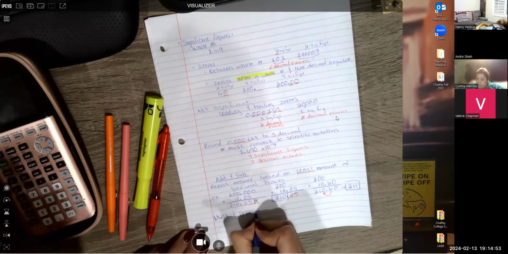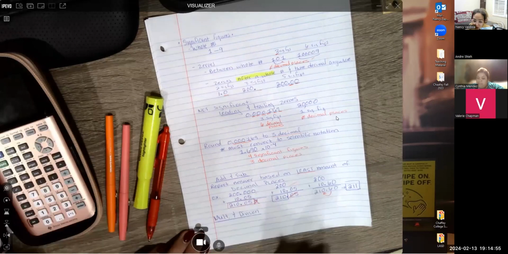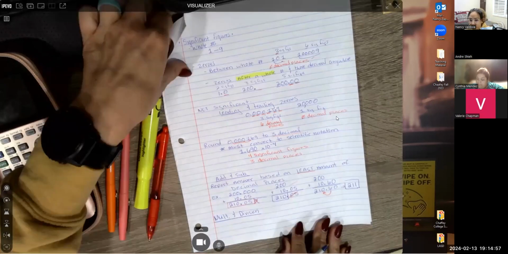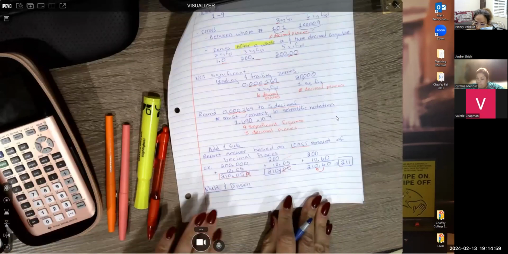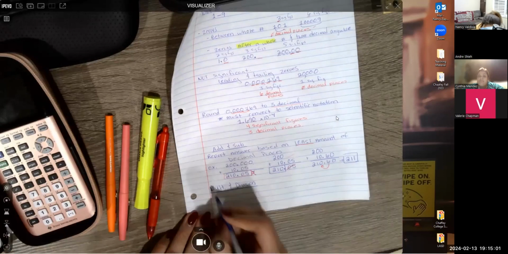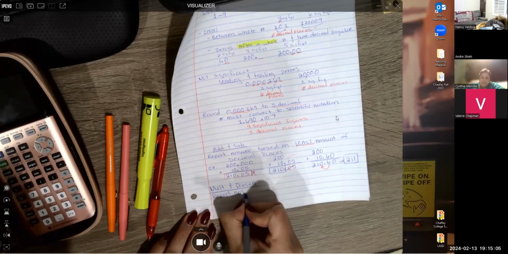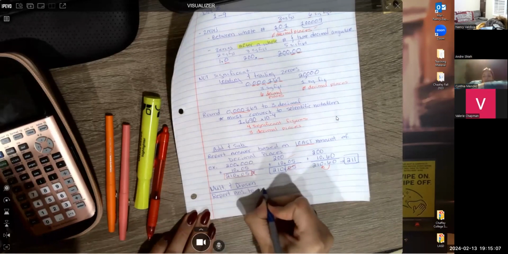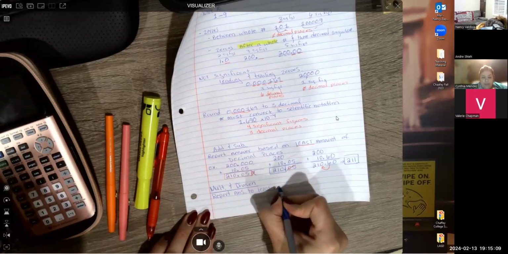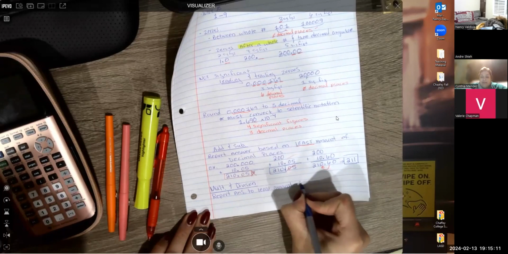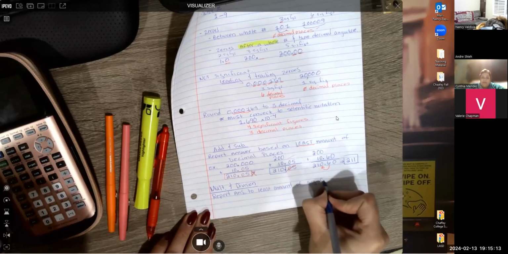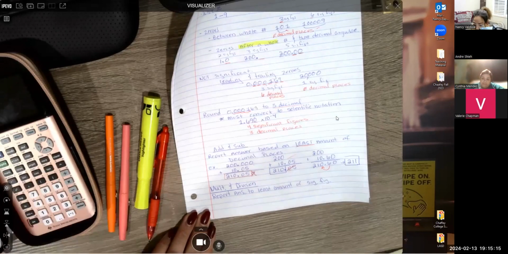All right, so now let's look at multiplication and division. So with multiplication and division, we report the answer to the least amount of sig figs, significant figures.